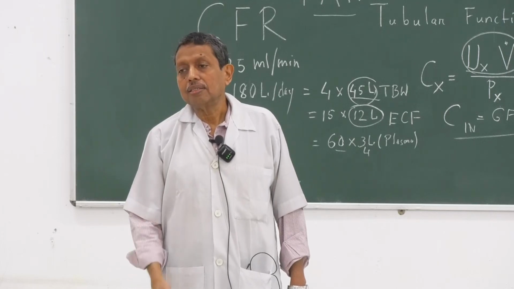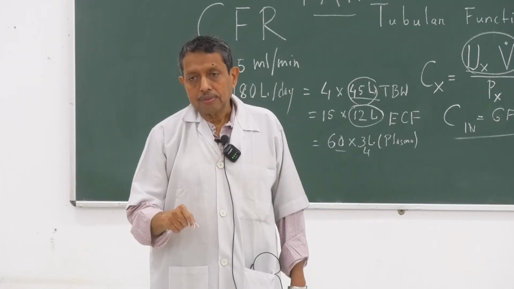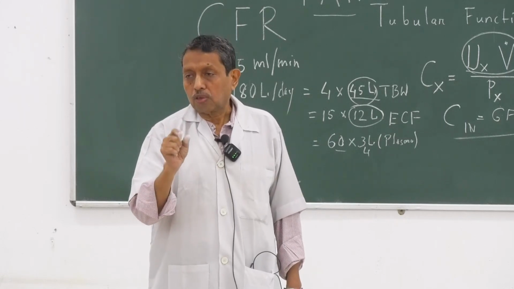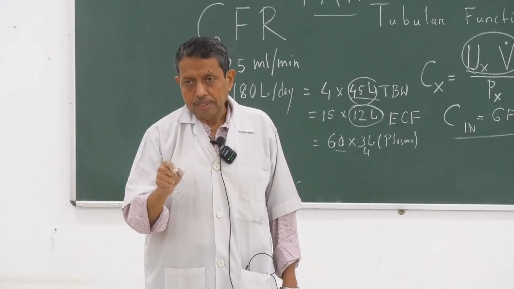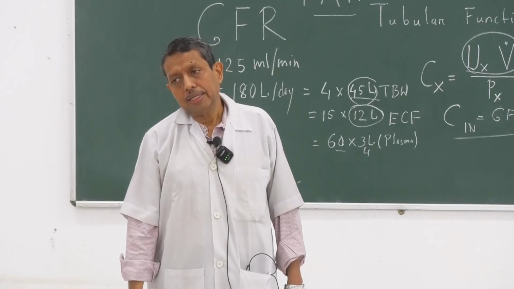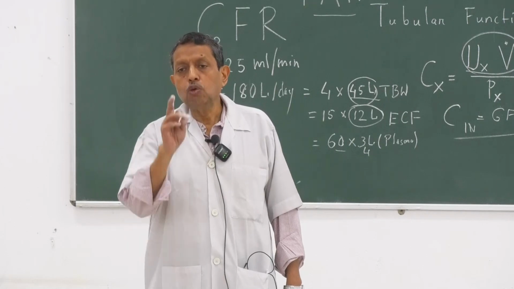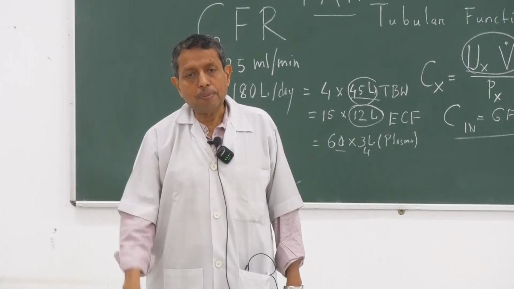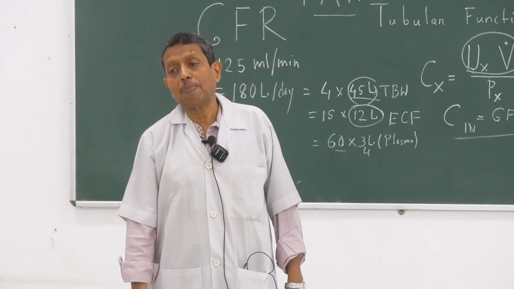And in that case, the fixed principle can be applied, except that renal venous plasma concentration is not taken because it is taken as 0. Only peripheral venous plasma is sufficient. So UPAH into V divided by plasma PAH is the clearance of PAH, and it is the effective renal plasma flow.